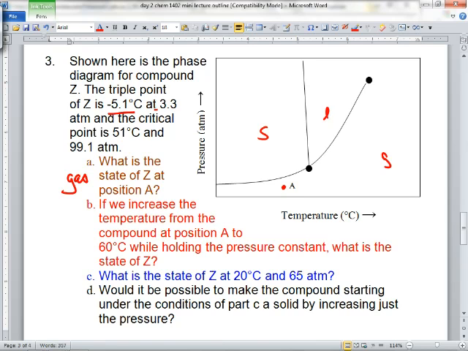Let's put in these numbers for the triple point. Triple point is negative 5.1, 3.3 atmospheres. Critical is 51 and 99.1. Right? Make sense? Otherwise, I don't know where 60 is, I think. So we are going to increase the temperature of the compound at position A to 60. So we're going to go to 60. We're going to end up being what? Gas. Give me a gas.